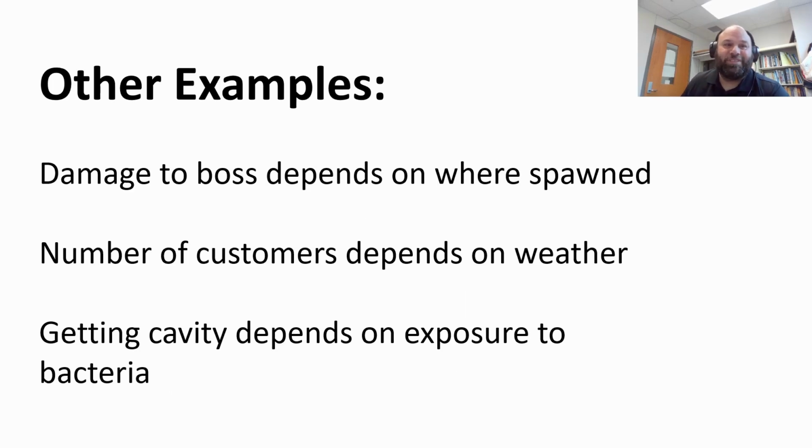Here are a few other examples. If you're playing a game and you're fighting a boss, the damage you are able to inflict on a boss might depend on the random place where the boss is spawned. Right? Certain places you may be more likely to do more damage. The number of customers you have might depend on the weather. And the probability of getting a cavity might depend on how much your teeth have been exposed to bacteria. All of these are examples of probabilities given a condition. In the next video, we're going to talk about something related to conditional probability, independence.